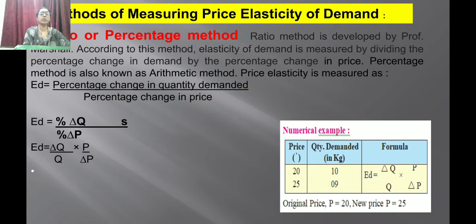अभी प्राइस चेंज हुआ है, कितना नीचे का प्राइस देखो 25 हुआ है और क्वांटिटी डिमांडेड में प्राइस इंक्रीज हुआ है, तब क्वांटिटी डिमांडेड में क्या हुआ है, कम हुआ है, कितना 9. तो कितना कम हुआ है 1. तो अपन फॉर्मूला जब डालते डेल्टा क्यू, दैट इज चेंज इन क्यू. क्वांटिटी डिमांडेड में चेंज कितना हुआ है 1.